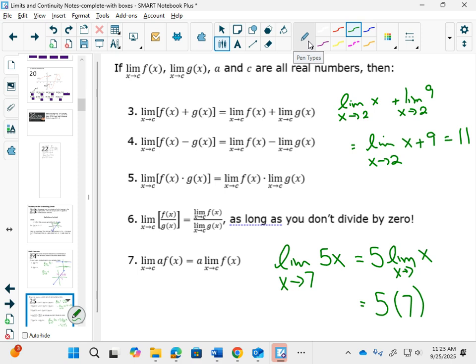And one of the strategies that we're going to find out today is if you can plug in a number, often that's going to be the limit. Can you see that you could plug in 7 into 5x and get 35? And you would have got the same as breaking it up with your limit theorems so far.